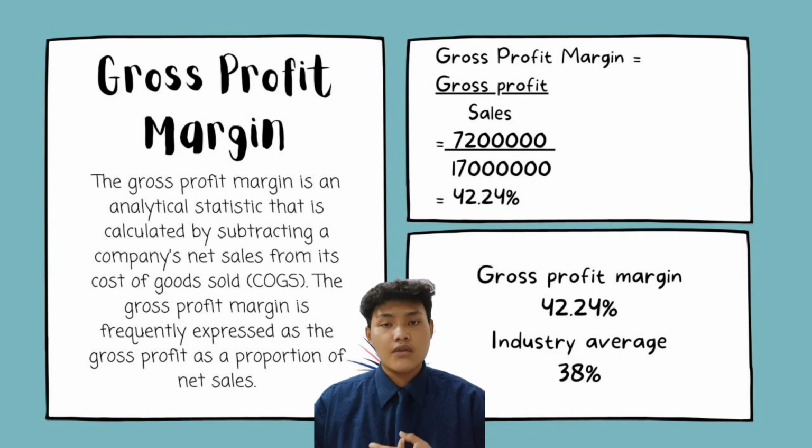For improvement, we can increase our gross profit margin by lowering our cost of products without affecting our selling price. A reduction in the cost of products will result in an increase in the gross profit margin.